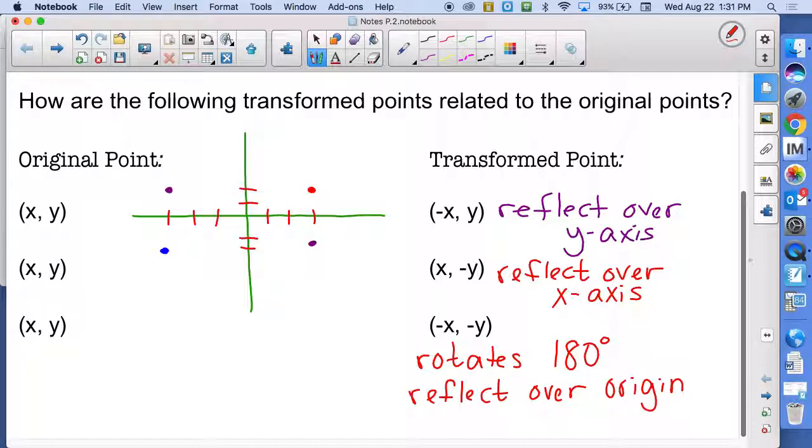We will actually see things reflect over the origin. And that happens when x and y are both negative. So that exact point is just like flipping over the origin. And that origin is its reflection. Questions?